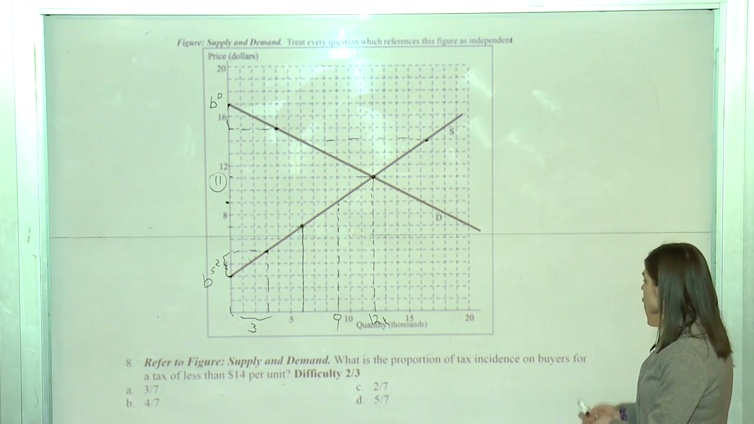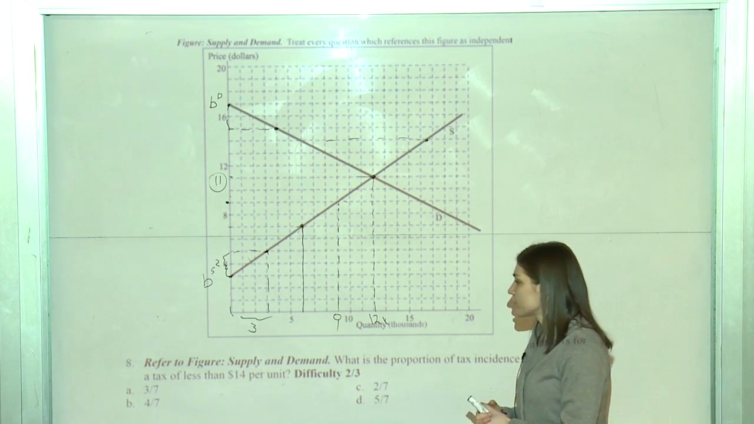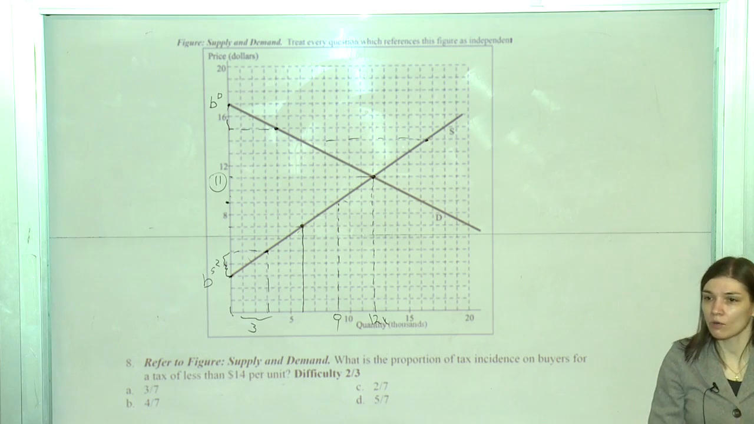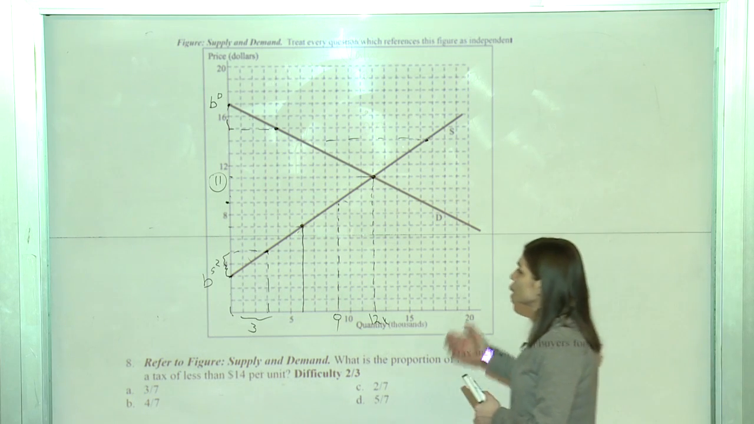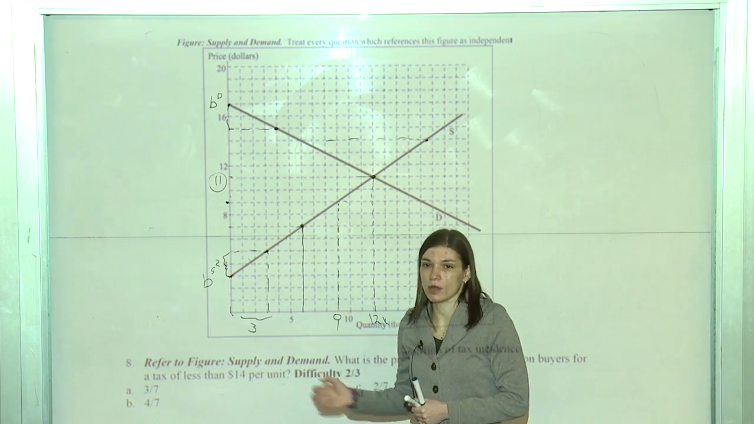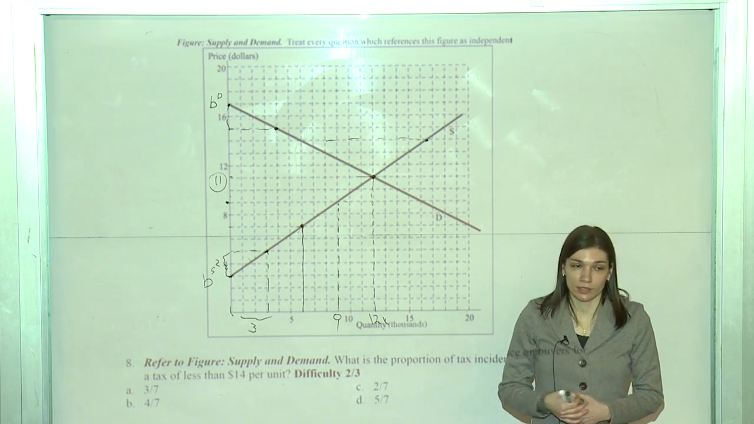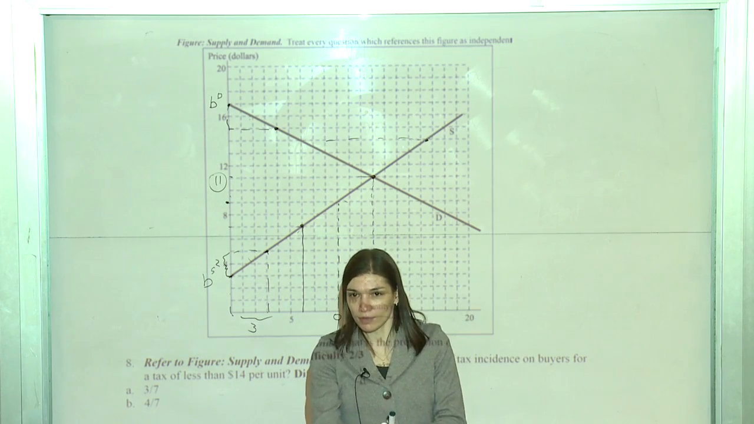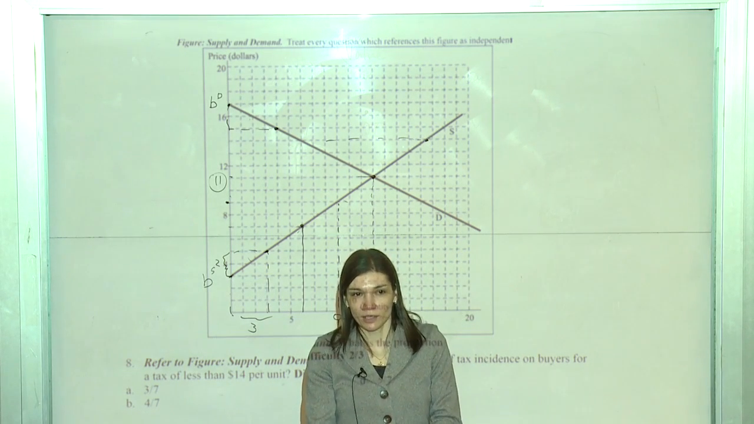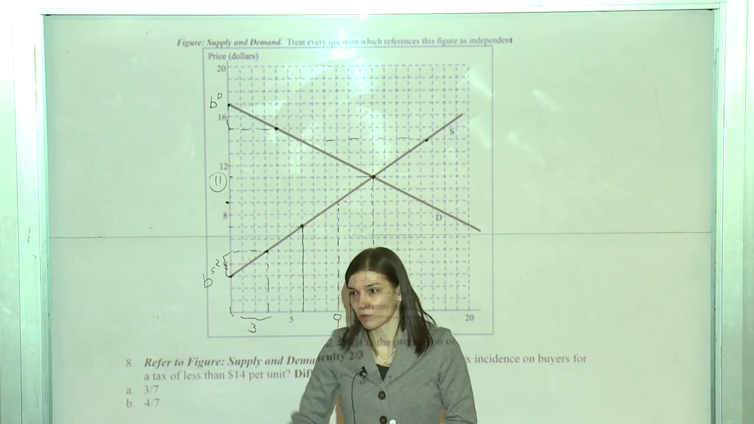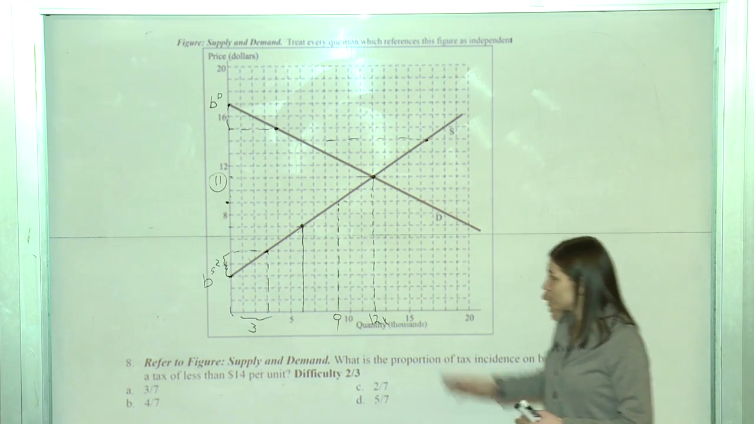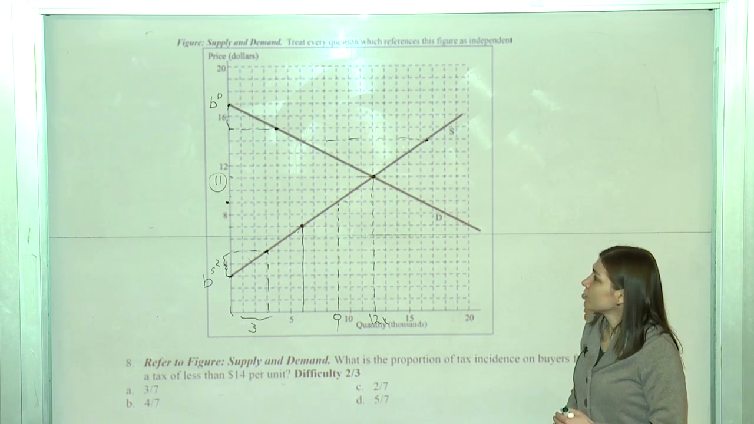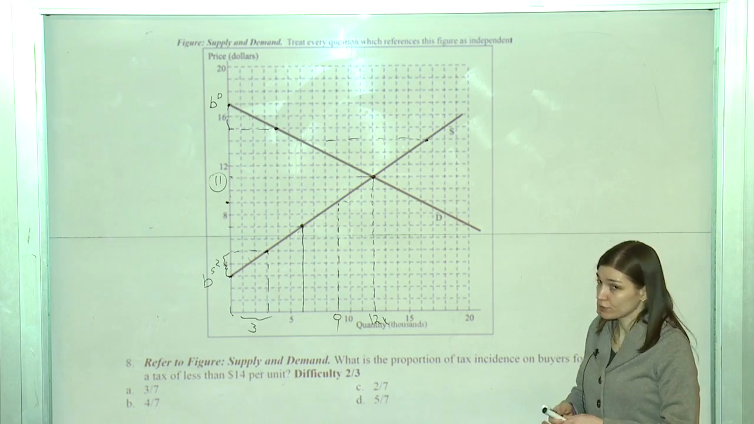What is the proportion of tax incidence on buyers for a tax of less than 14 per unit? Let me ask you this then. Does it matter whether you impose the tax on the buyer or on the supplier? Right. It does not matter. It doesn't matter who ends up physically paying the money to the government. The tax incidence is constant, in this case because the curves are linear. And you can find it by, again, a formula.